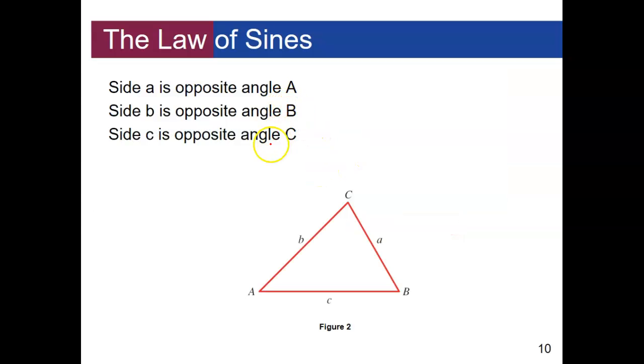Okay, so just to make sure we're labeling everything correctly, remember that side A is opposite angle A, side B is opposite angle B, and side C is opposite angle C. Lowercase letters denote sides, capital letters denote angles.